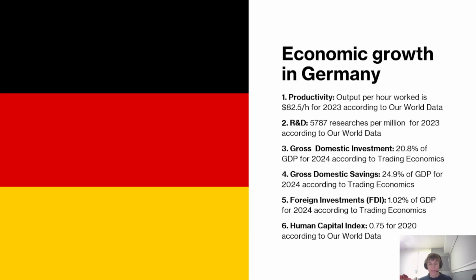R&D, 5,787 researchers per million for 2023. Gross domestic investment, 20.8% of GDP for 2024. Gross domestic savings, 24.9% of GDP for 2024. Foreign investments, FDI, 1.02% of GDP for 2024. Human capital index, 0.75 for 2020. Human capital index estimates how productive a child born today will be as an adult based on the country's current education and health outcomes relative to full health and complete schooling.